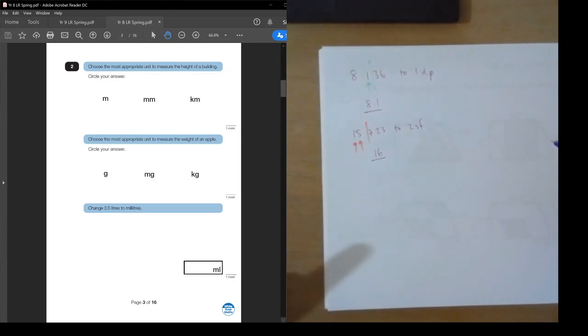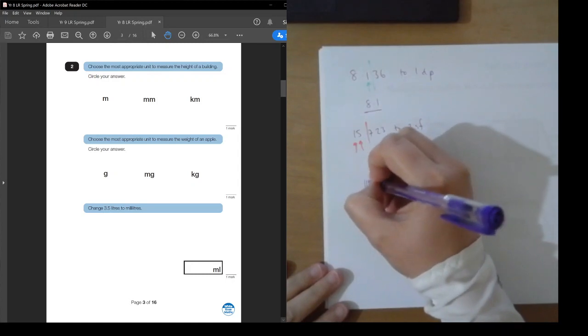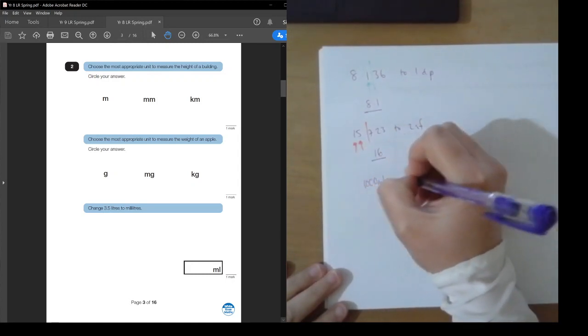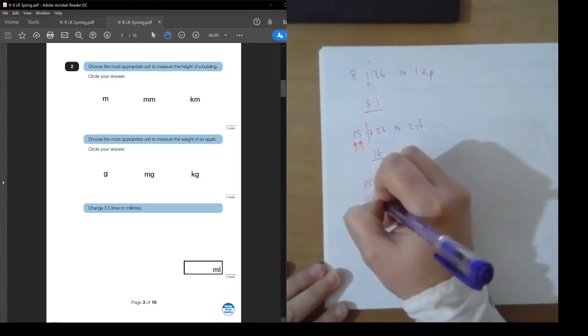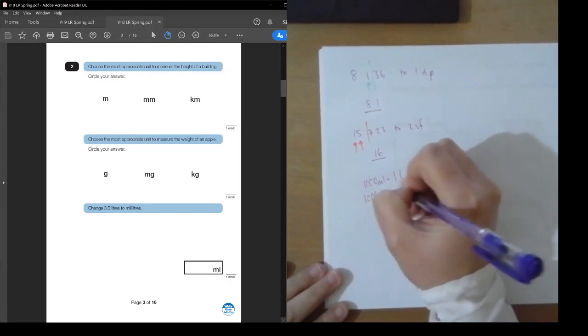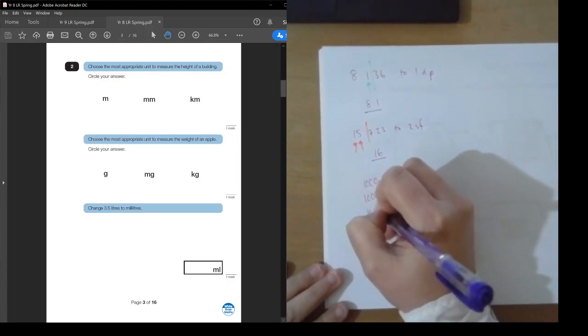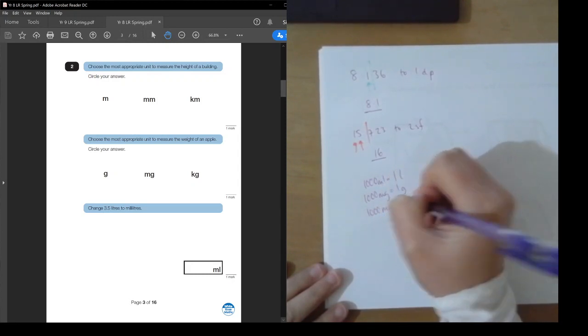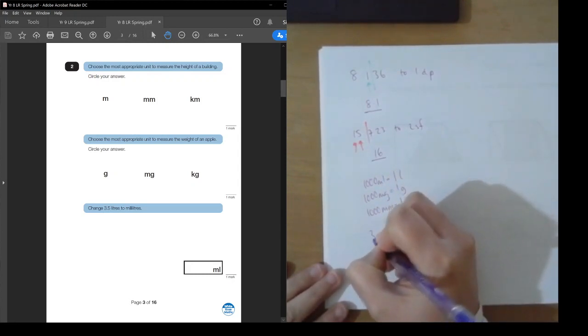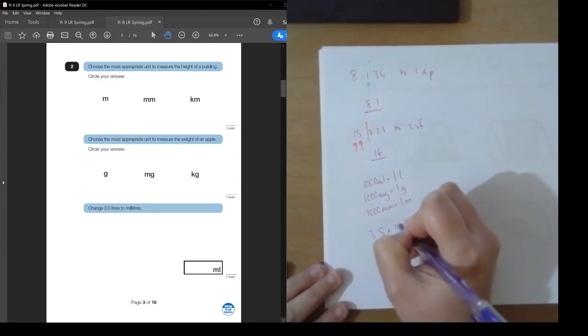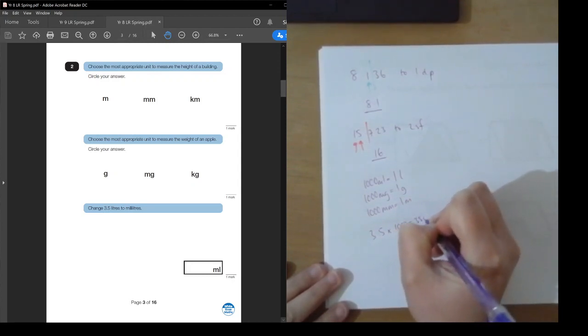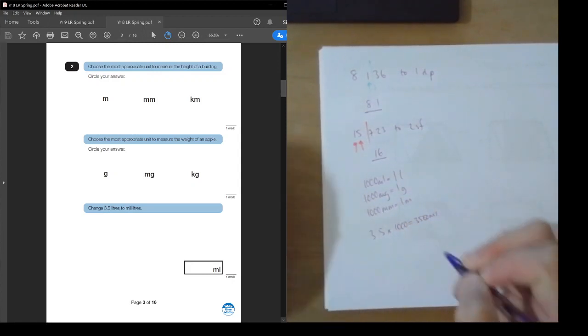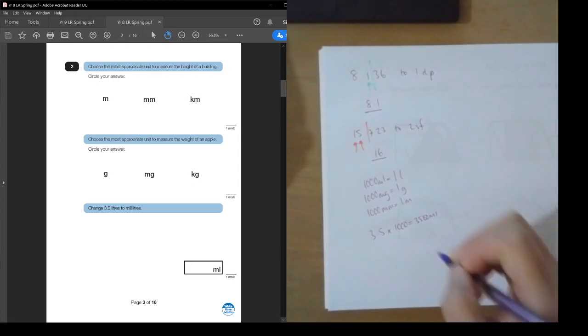And then last but not least, it says change 3.5 litres to millilitres. Milli means 1,000. So if I have 1,000 millilitres, that's 1 litre. If I have 1,000 milligrams, that is 1 gram. If I have 1,000 millimeters, that is 1 meter. In this case, we've got 3.5 litres. I'm going to times that by 1,000, and I'm going to get 3,500 millilitres.